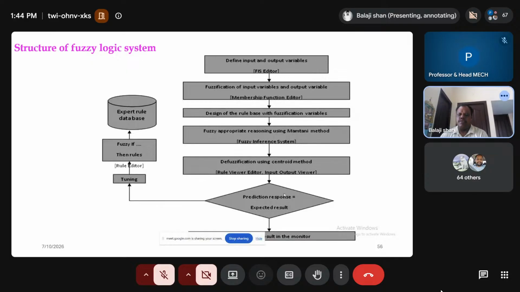This is the structure of a fuzzy logic system, how it works. Basically, we create the input and output variables in the fuzzy inference system. I will explain the case study later. The next step, based on the input and output variables, is to create the membership functions in the MF editor. Then, based on the if-then-else conditions, we create the rules with the specified variables. Then fuzzy approximate reasoning with the Mamdani method, and finally defuzzification with the centroid method. Finally, we will get the prediction values based on the expected results.